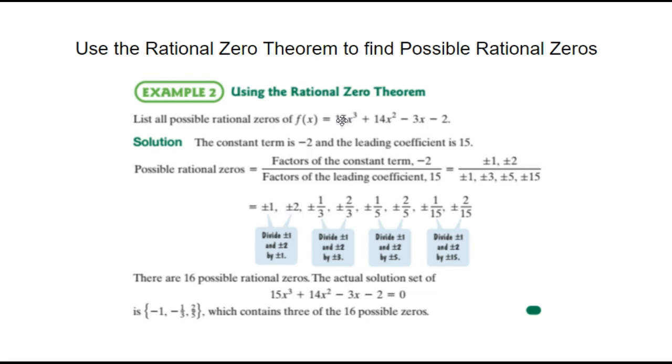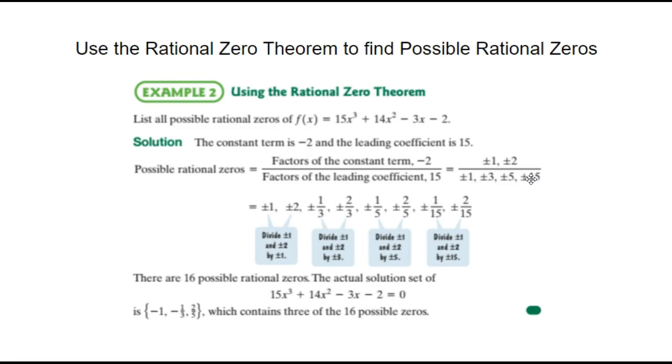So what you're going to do is to list all of the factors of the constant term up here in the numerator. So the constant term was -2. So all of the factors of -2 are positive and negative 1 and positive and negative 2. Those go up into our numerator. Our denominator are going to be the factors of the leading coefficient. And so factors of our leading coefficient, which we said was 15, the factors are 1, 3, 5, 15. We're always throwing plus or minus in front of all of these.